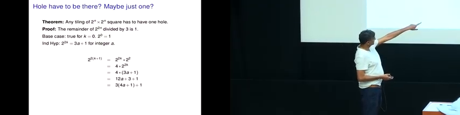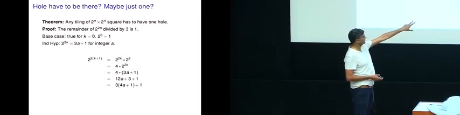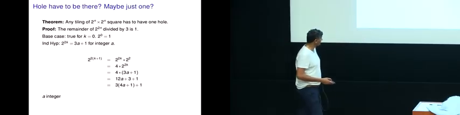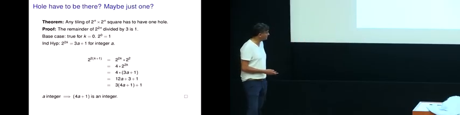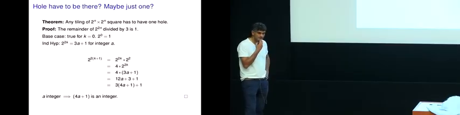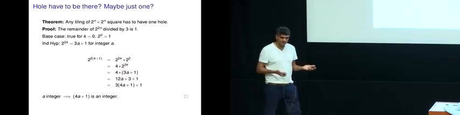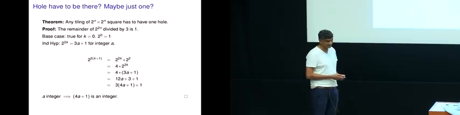The 4 is the 3 plus 1. I wrote it that way. So 4 times 1 is the same as 4, 3 plus 1 is 4. And then I can factor out. So a is an integer, 4a plus 1 is an integer, and we're done. So this is just warm up. It's just saying, okay, well, we have to have one hole.